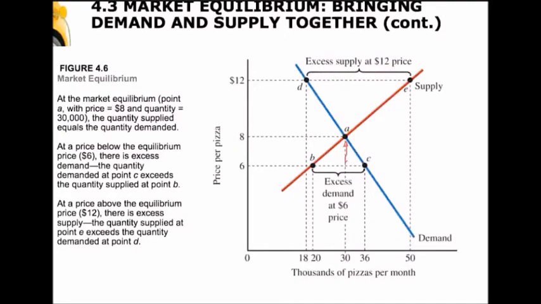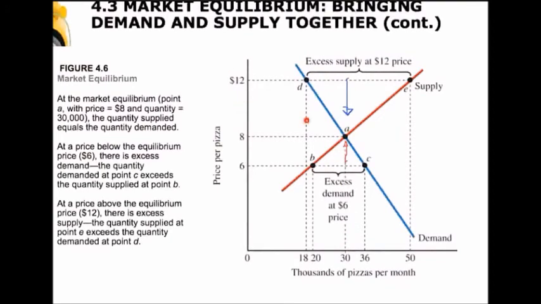Anytime there's an excess supply, there's pressure on prices to fall, and when the prices fall, they're going to go down and continue going down until we get to equilibrium at the point A, where the price is equal to $8 and the quantity demanded and the quantity supplied is equal to 30,000 pizzas per month.